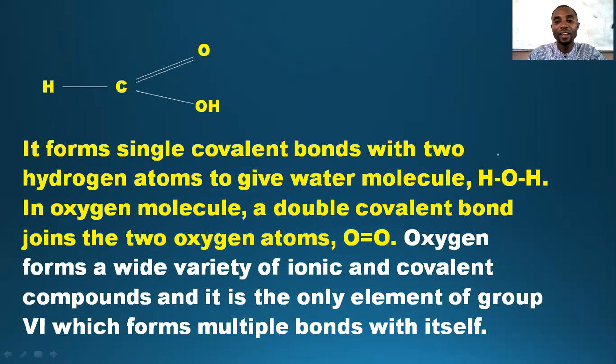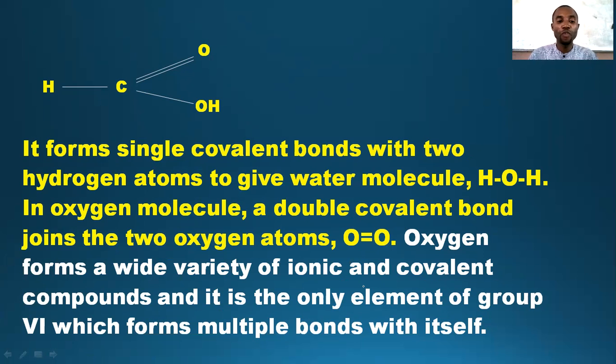As you can see here, H1 is single-bonded to the other side of hydrogen, all together 2 single bonds in water. In the oxygen molecule itself, 2 oxygen atoms make up a molecule of oxygen. A double bond joins the 2 oxygen atoms. A molecule of oxygen is 2 oxygen atoms bonding with 2 double bonds.